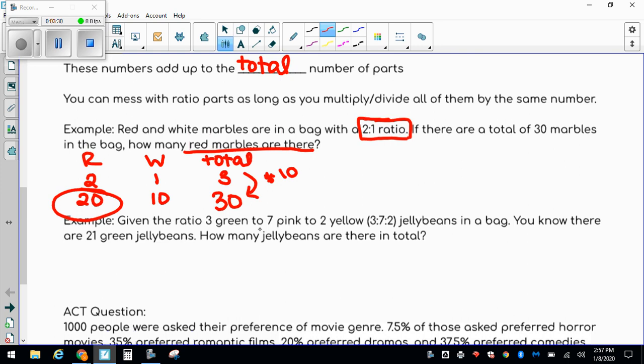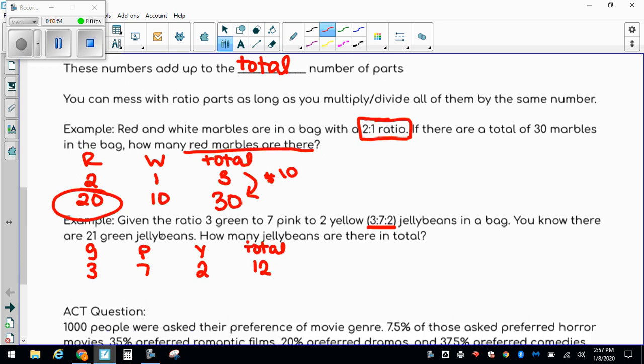Given the ratio, 3 green to 7 pink to 2 yellow, 3 to 7 to 2, jelly beans in a bag. So let's do that real fast. Green, pink, yellow, and then of course we need to know how much the total is. It tells us that there are 3 green, 7 pink, 2 yellow. If I add those up, there are 12 jelly beans in the bag.